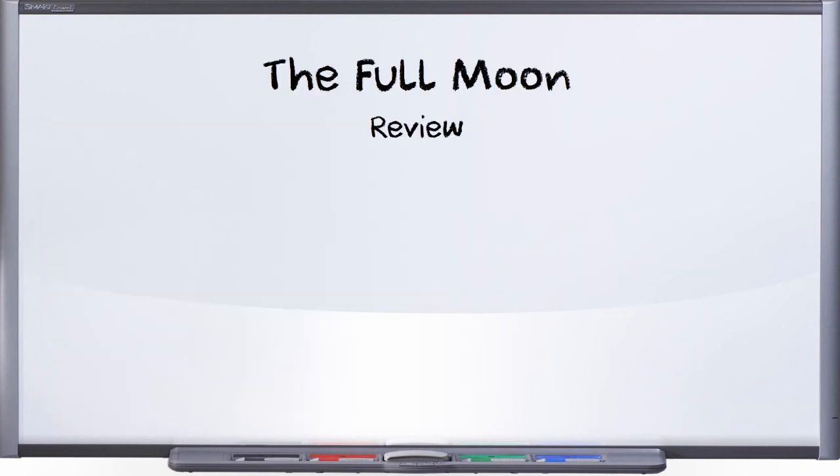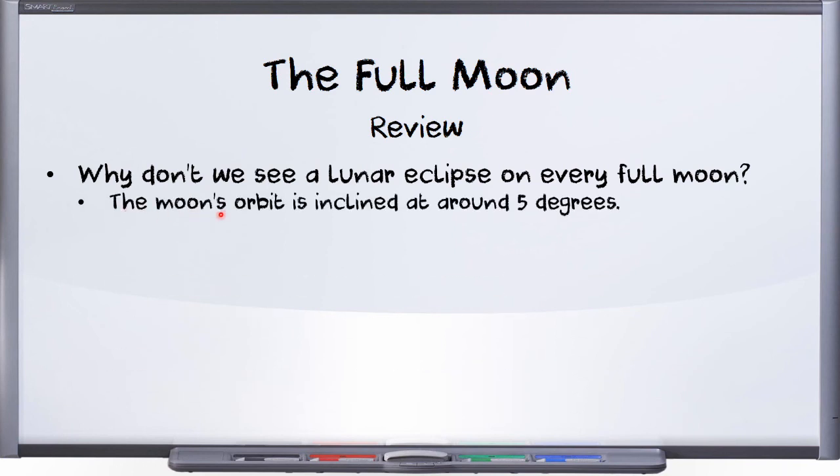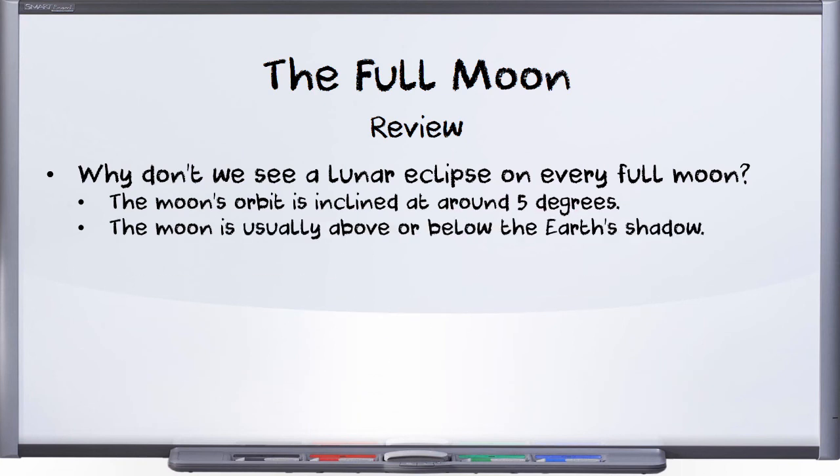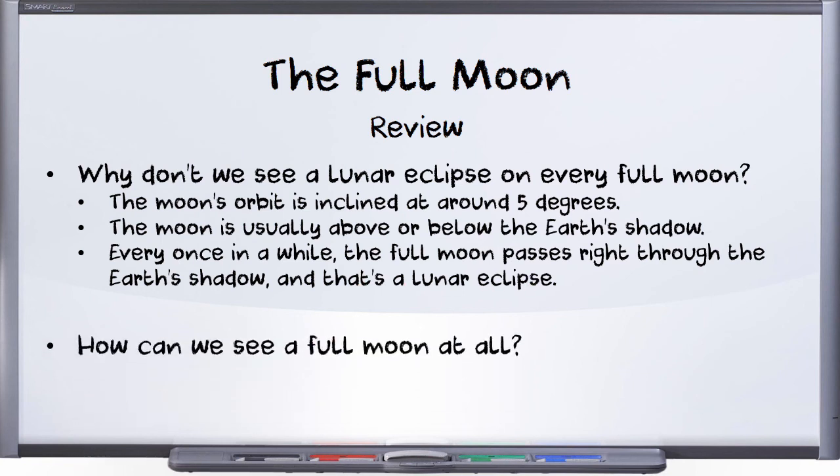So let's review what we found out. Why don't we see a lunar eclipse every single full moon? Well, we said the moon's orbit is inclined at around 5 degrees. That means the Earth and the moon don't always line up perfectly. Usually the moon is offset a little bit above or a little bit below the Earth's shadow. When they do line up perfectly, as the moon passes the point that lines up with Earth's shadow, if you have a full moon right then, you're going to get a lunar eclipse.